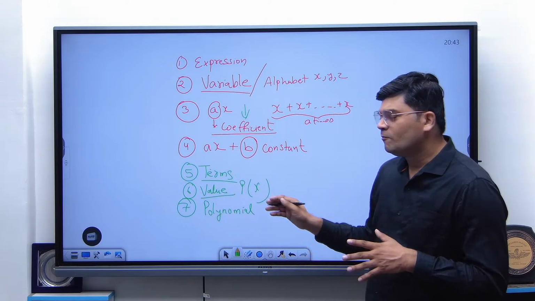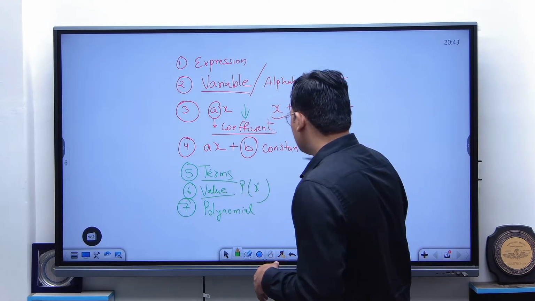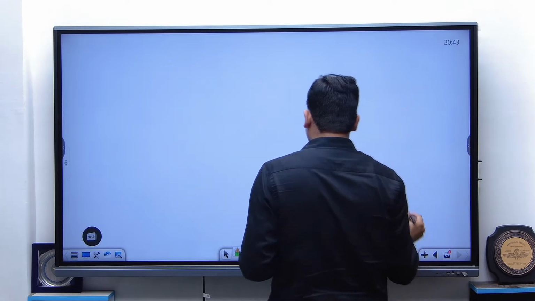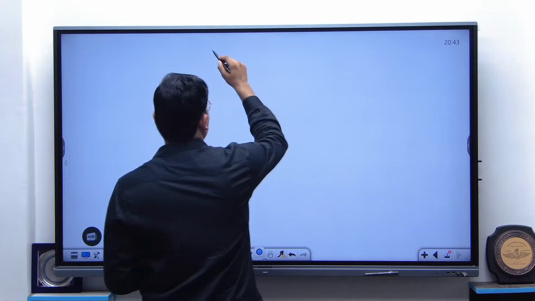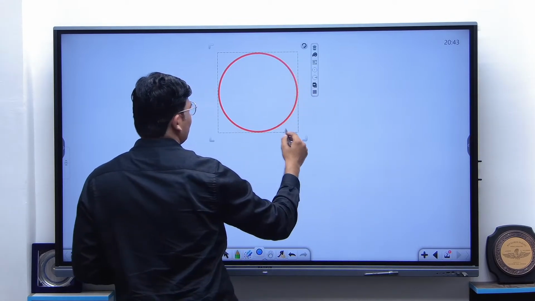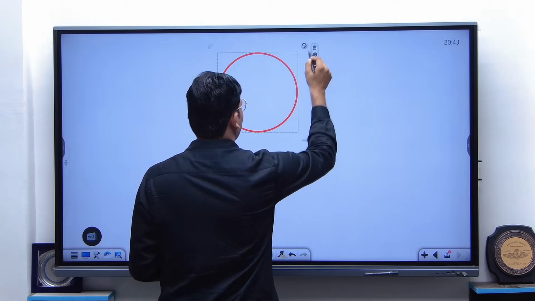Then comes the concept of polynomial. Now, what is a polynomial? So we have a big father. We can say somebody is a god, which is very big. I have to replace this.